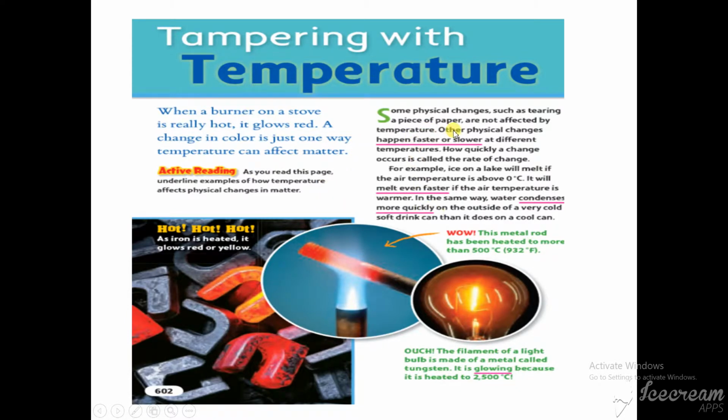So that's why, please highlight these points. Other physical changes happen faster or slower at different temperatures. Ice on a lake will melt if the air temperature is above 0 degrees Celsius. It will melt even faster if the air temperature is warmer. So it depends how fast or how slow it occurs because of the different temperatures. Same where water condenses more quickly on the outside of a very cold soft drink than it does on a cool can. It doesn't condense if the can is hot or warm.